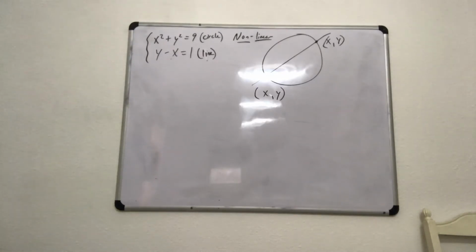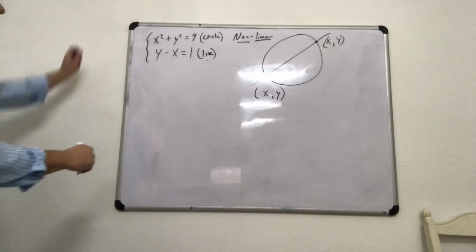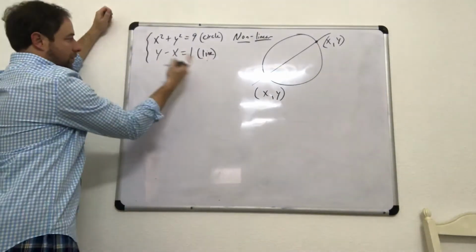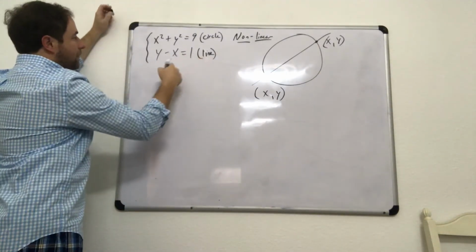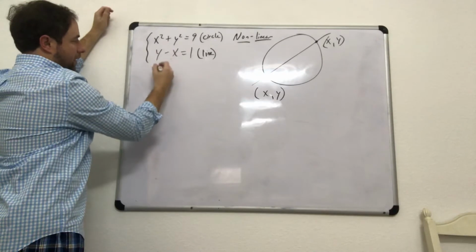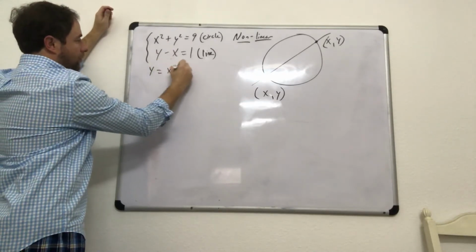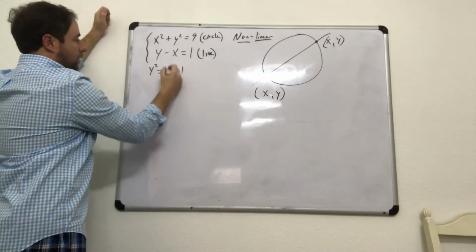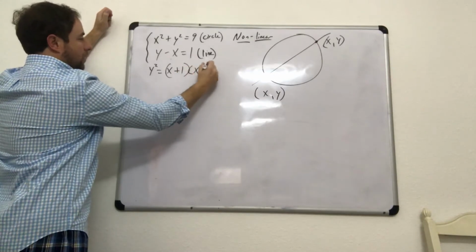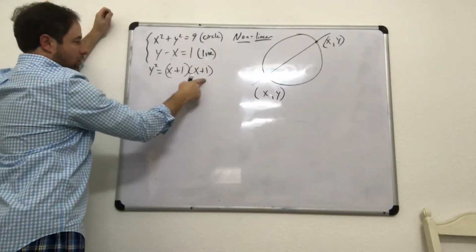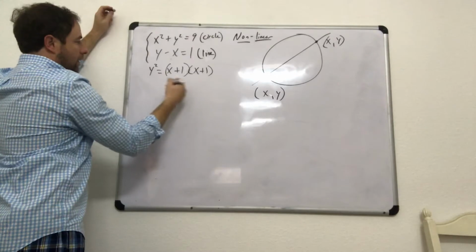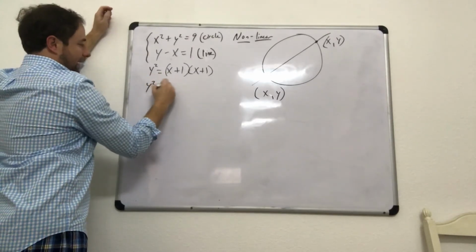The first one is a circle. You get x squared plus y squared equals 9, and you get y minus x equals 1. So what we're going to do, and this is a little bit different than we've done before, we're going to take the bottom equation, set it y equals x plus 1, and then we're going to square both sides. And remember, when you square an addition, you actually write it twice, and then multiply it out, distribute it out.